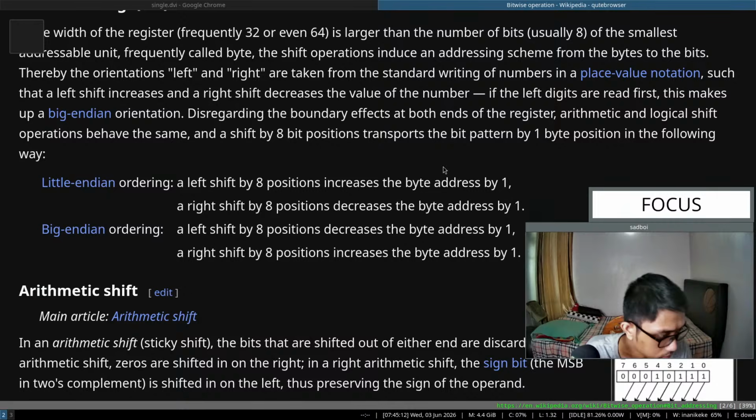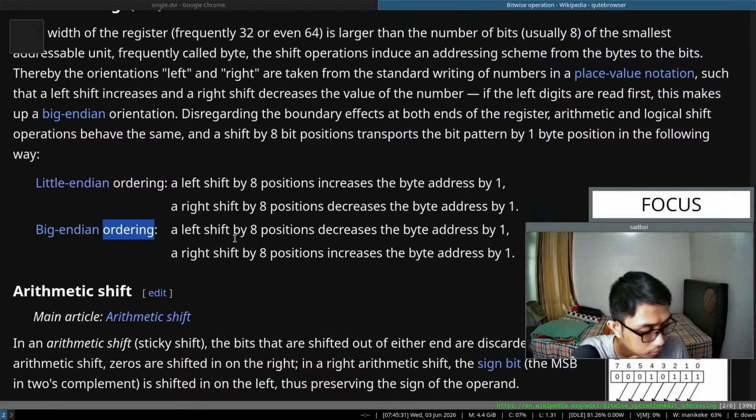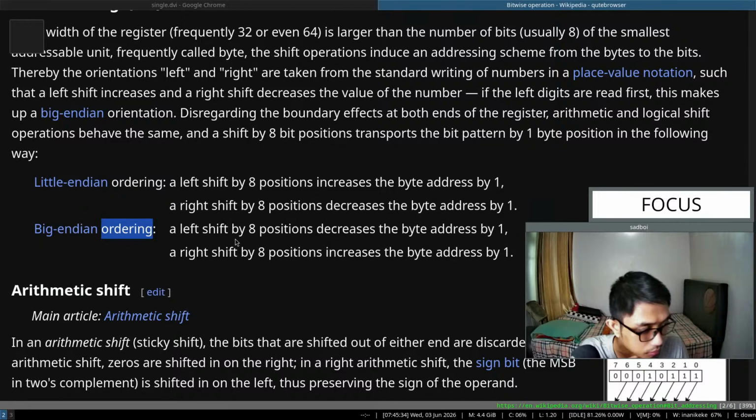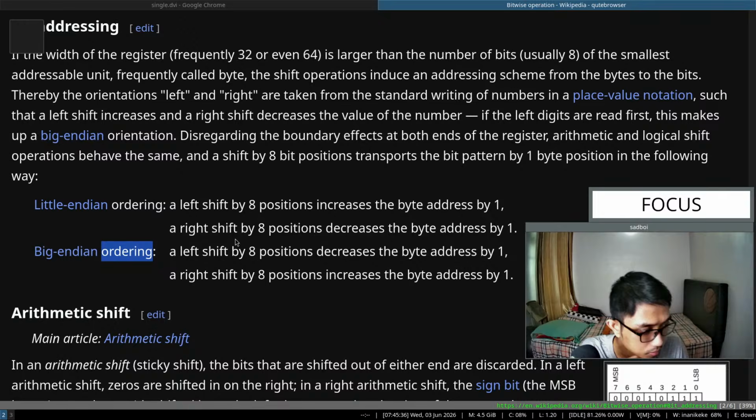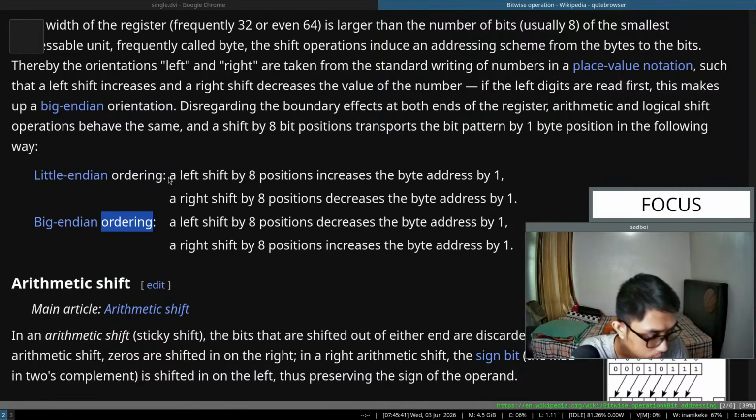No. So okay, so little endian and big endian ordering did not have any effect on the left shift or maybe right shift too. Okay.